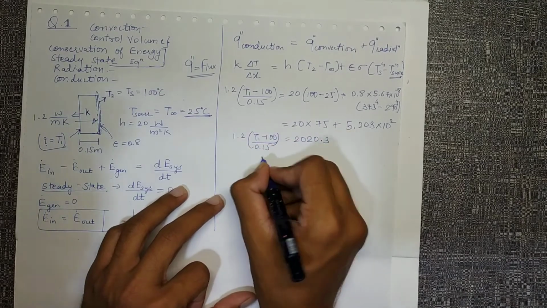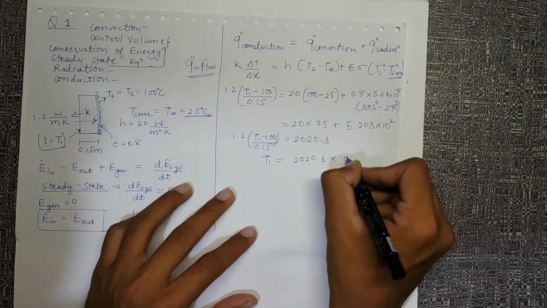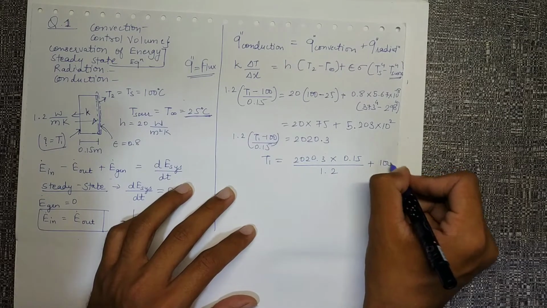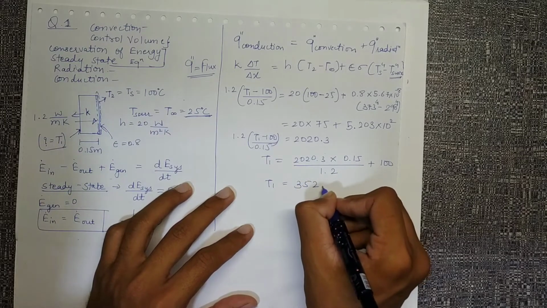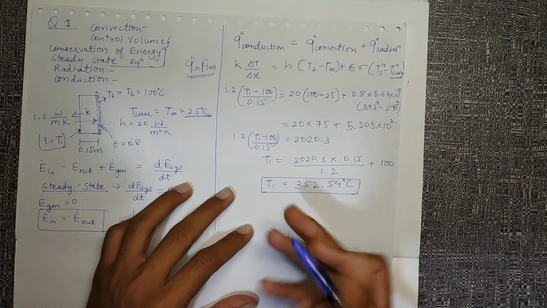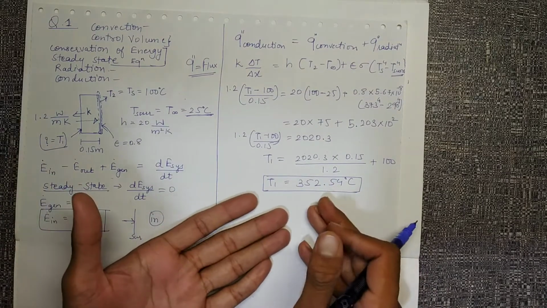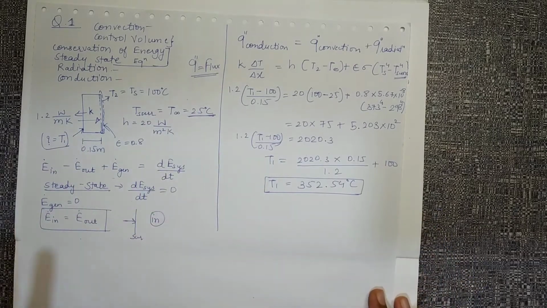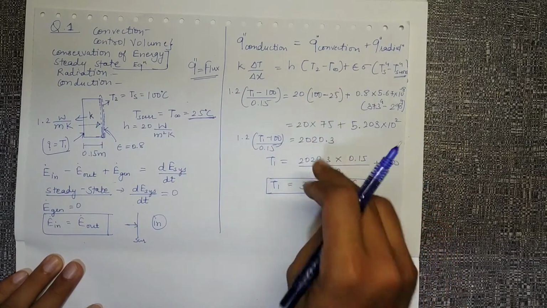That means T1 will be 2020.3 into 0.15 divided by 1.2, plus 100. That means T1 will be, I am getting a value of 352.54 degrees Celsius. So it has come around a value which is higher than 100. It's possible that the value would be lesser than 100, but that's absolutely fine. Nothing has to be changed in the procedure. The things will be the same.